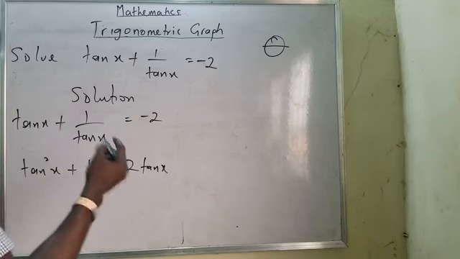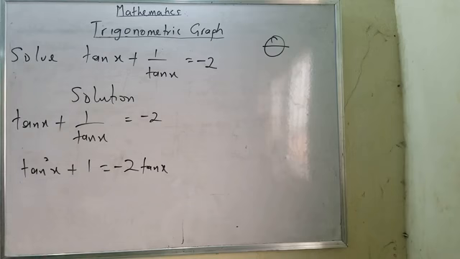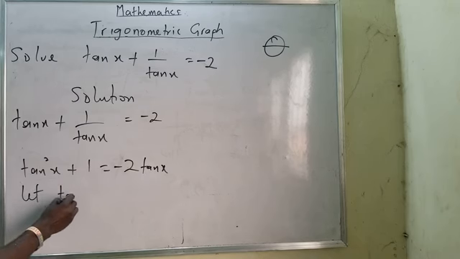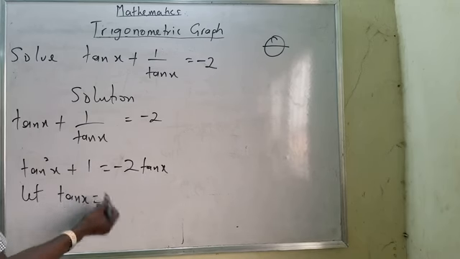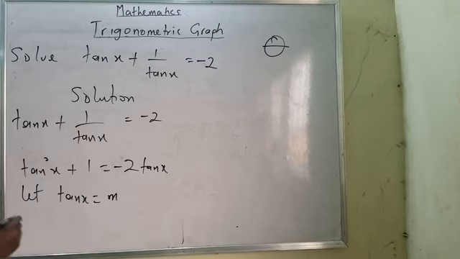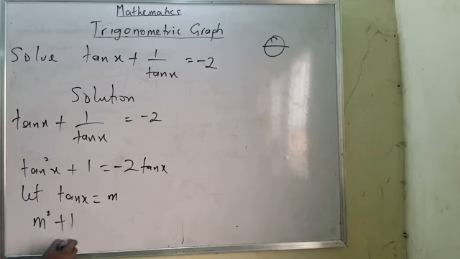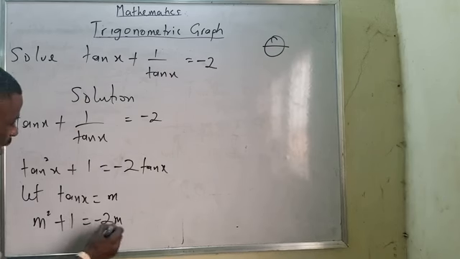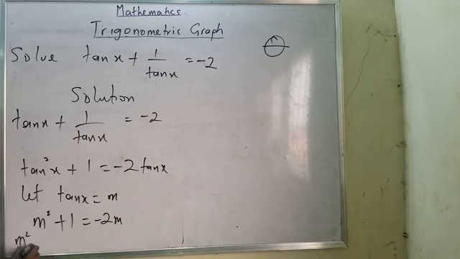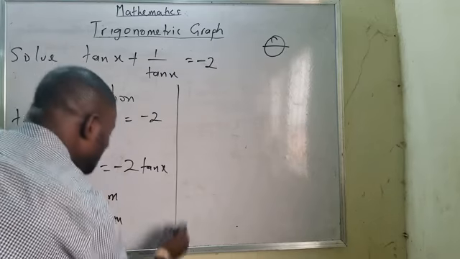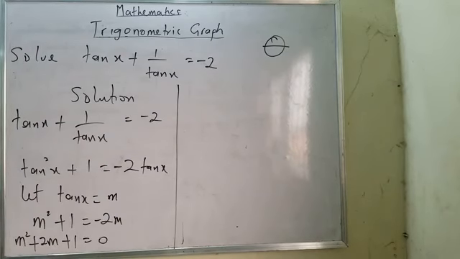Since I have that, I can now say, let tan x equal m. I'm used to m. It means I'll be talking about m squared plus 1 equals minus 2m. It means I'll be talking about m squared plus 2m plus 1 equals 0. Now, what am I doing? I've set it to a normal, simple equation.